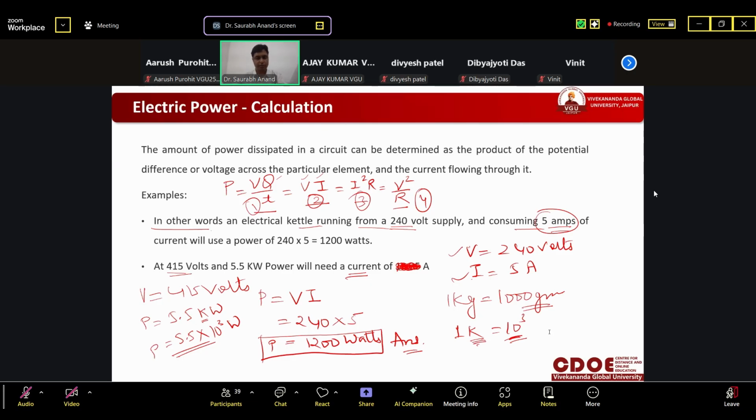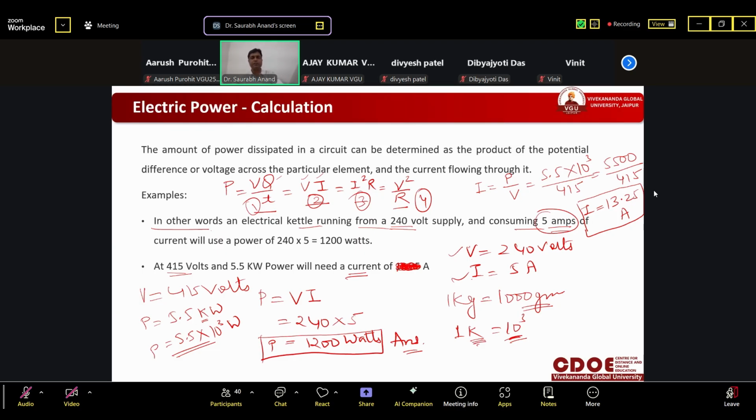Okay, Meenal. Thank you. So which formula will we use? We will use the formula P is equal to VI, and from that formula we can find I, that is P upon V. Put the value of P, that is 5.5 into 10 to the power 3 upon 415. First remove the decimal, that is 5,500 upon 415. Divide it. So you will get 13.25 ampere, right? So you have to write the unit along with the value. So 13.25 is the value and ampere is the unit.